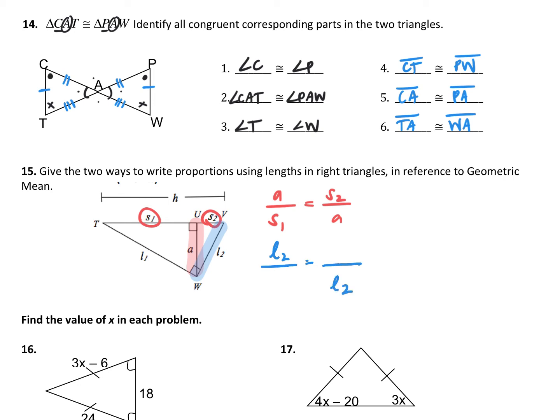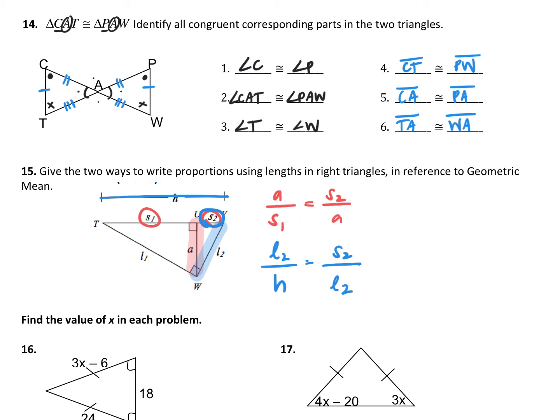And with the legs, the other 2 numbers we're looking for is the hypotenuse, so the entire length here, and the segment closest to the hypotenuse. So for this one, it would be S2. So I'm going to have H and S2 as my other 2 numbers. It doesn't matter necessarily which order they are in. You could flip-flop it because when you multiply, they're going to end up being multiplied together anyways.